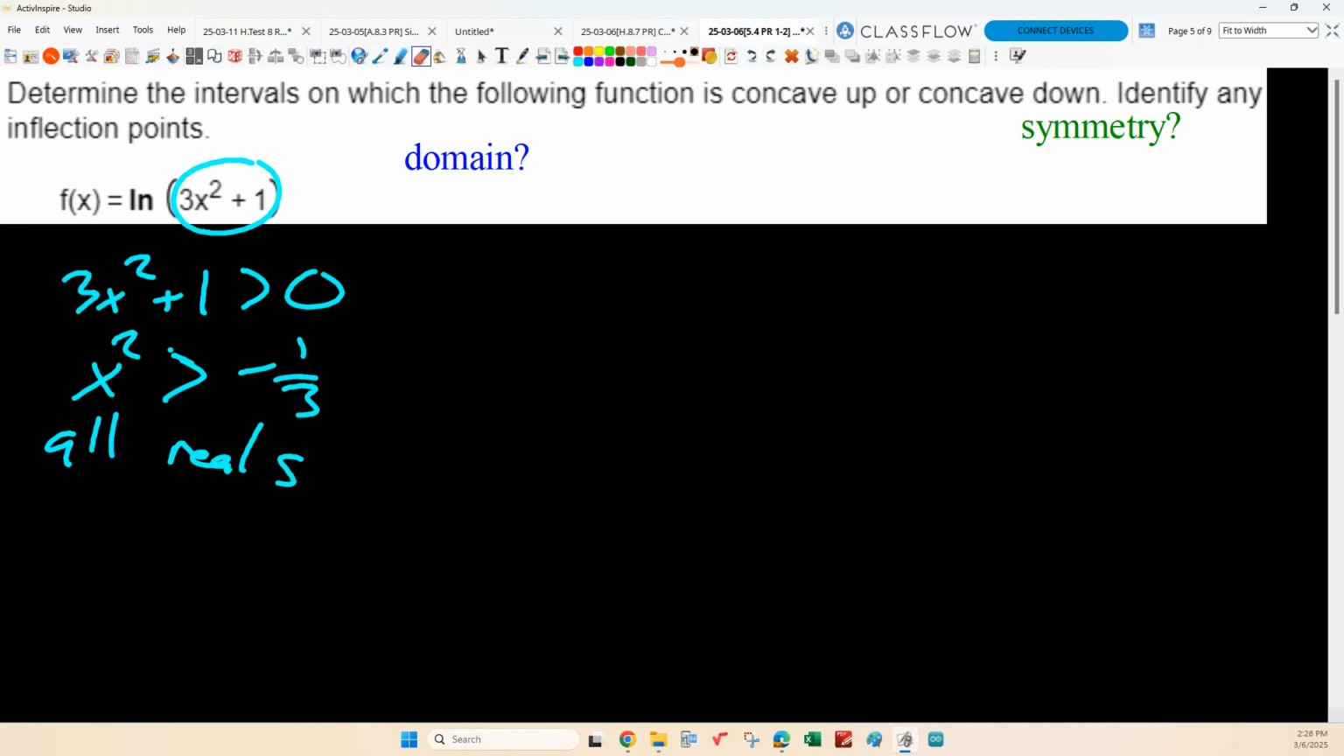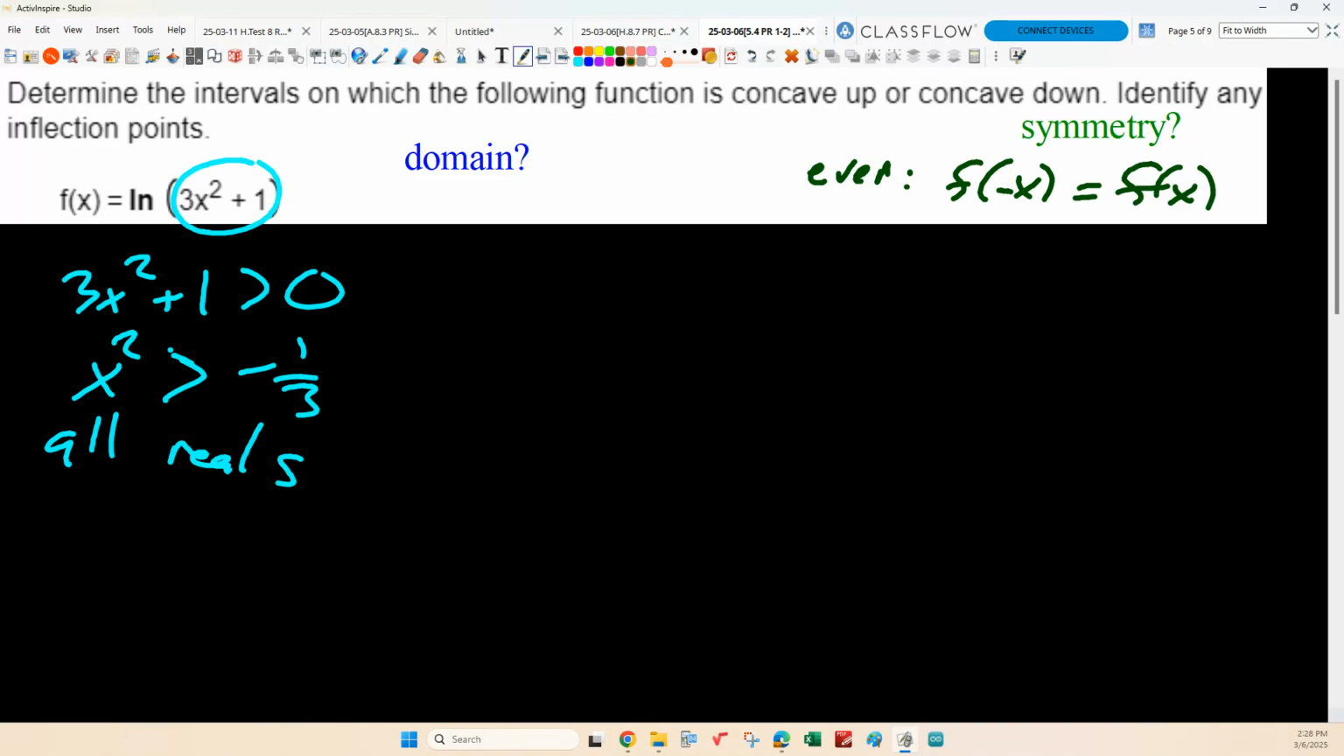Okay, does this thing have symmetry? What do you think? Does it have symmetry? It does. It has even symmetry. And think about why it is. Think about the test for even symmetry. The test for even symmetry is this: f of negative x equals f of x.